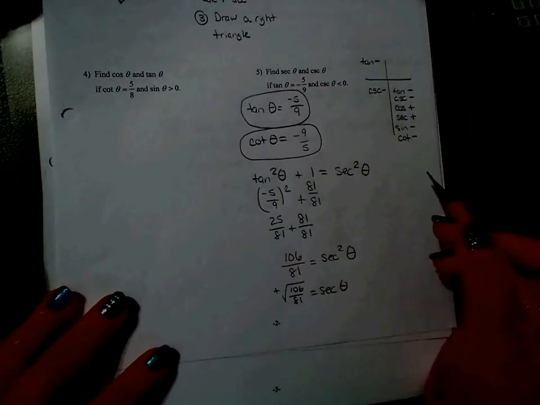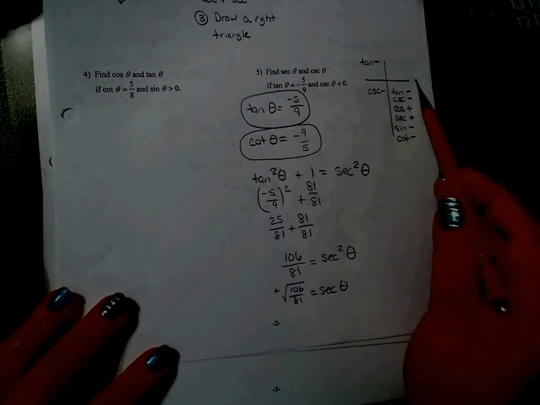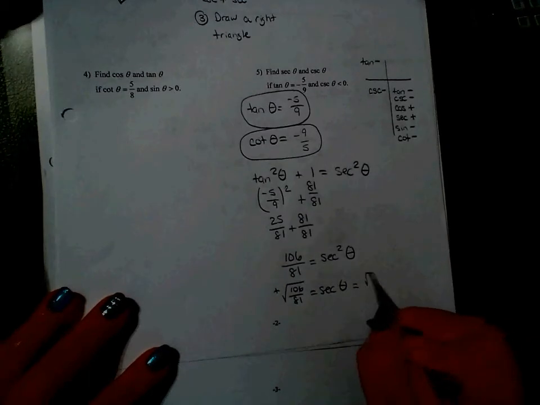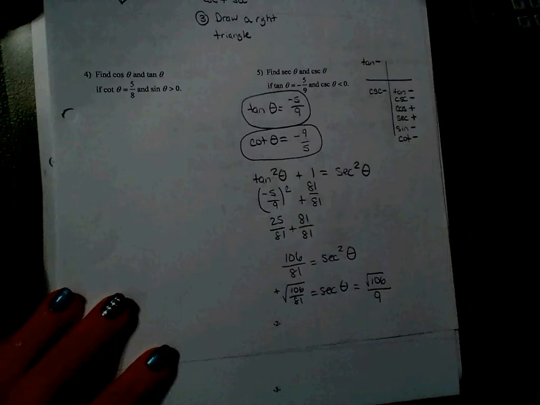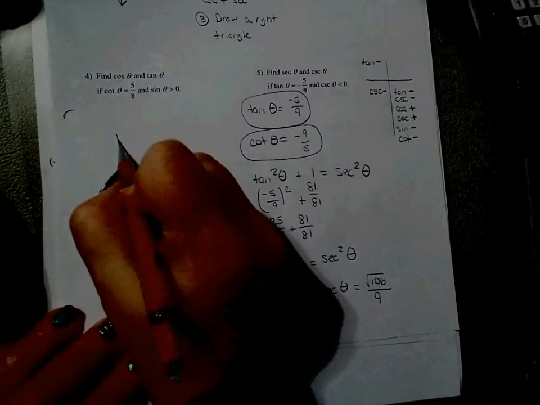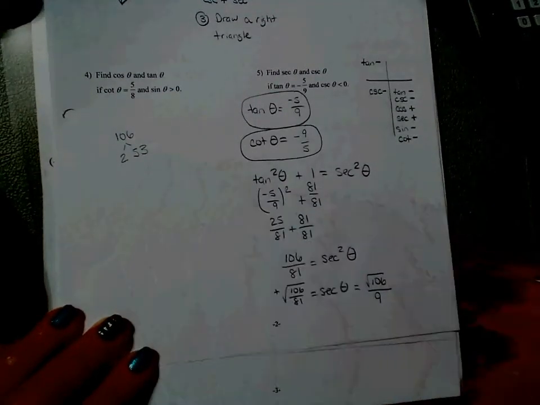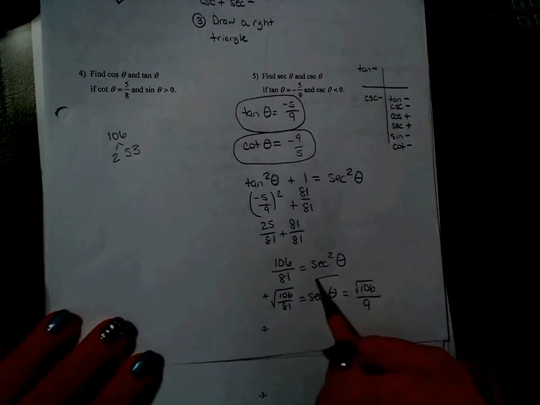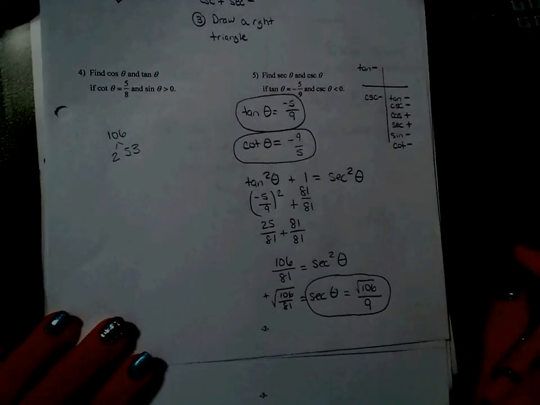Secant is the flip of cosine. Cosine is the x. X is positive over here, so secant is positive over here. So that gives me the secant is the square root of 106 over the square root of 81, which is 9. Now, I need to see if 106 breaks down. So that's 2 and 53. And 53 is prime, so it won't break down. So I know that the secant of theta is the square root of 106 over 9.